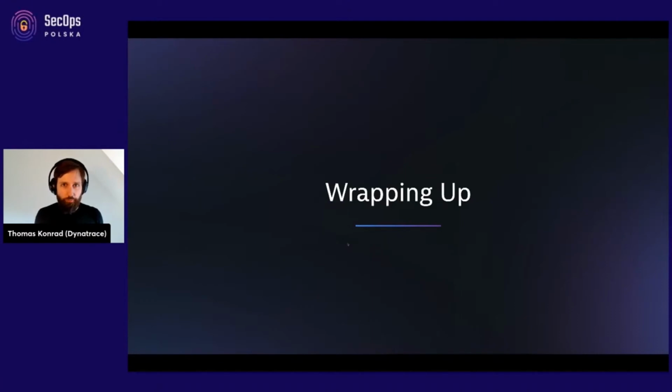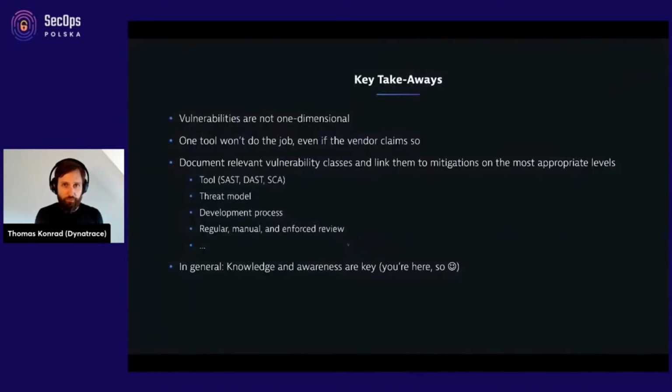All right, so wrapping this up, key takeaways of this talk. Vulnerability classes are not one-dimensional. They are really, really different in many aspects, as you can see. One tool won't do the job, even if the vendor claims so. I'm not saying don't use tools. I'm saying use tools, do it, but only once you know that they're going to solve your problem. Really test them for specific bug classes. Introduce the bug, scan it, and see if it can detect it.